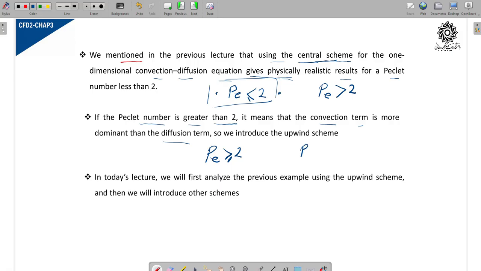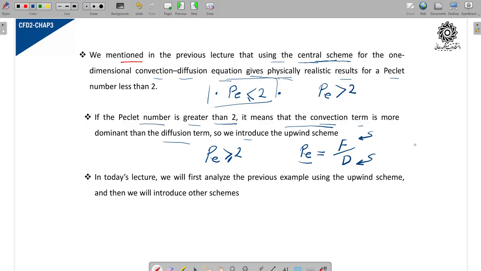The Peclet number is defined as F divided by D, where F means the convection term and D means the diffusion term. The Peclet number is a relation between F and D. So we introduce the upwind scheme, or first order upwind scheme, for Peclet greater than 2.